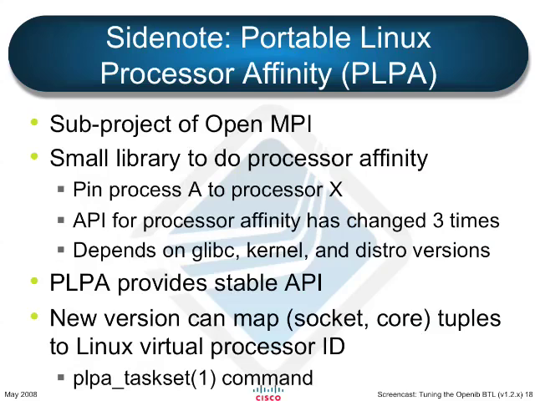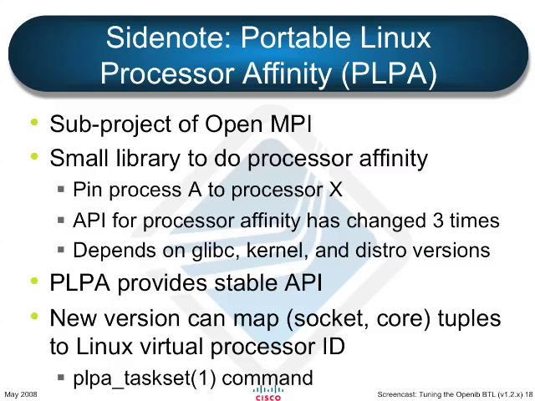Now, a side note to this, I just want to put in a little plug for the Portable Linux Processor Affinity project. It's a sub-project of Open MPI. It's a very small library to do processor affinity. It pins process A to processor X. Now, the reason for this little project is that this has actually nothing to do with MPI. We use it in MPI, but it has no MPI-specific functionality. So it's just a standalone little thing that has nothing to do with MPI at all.